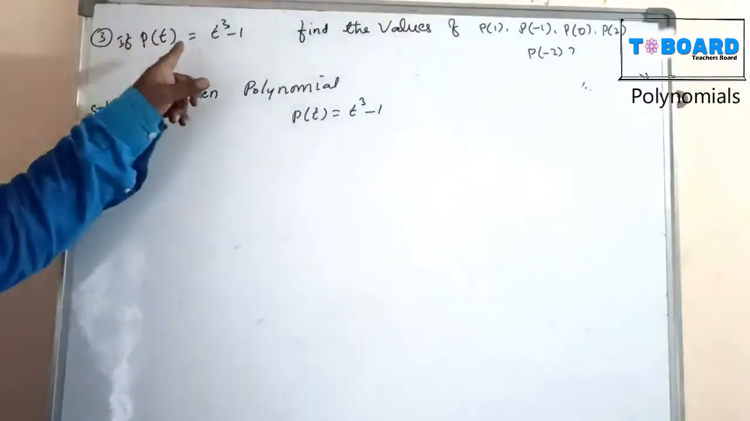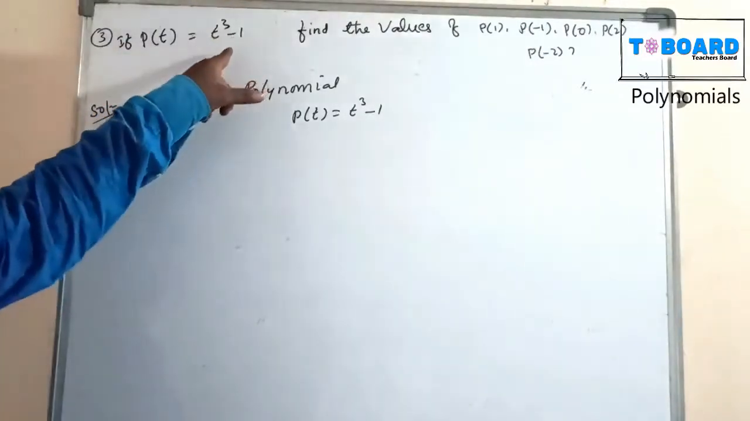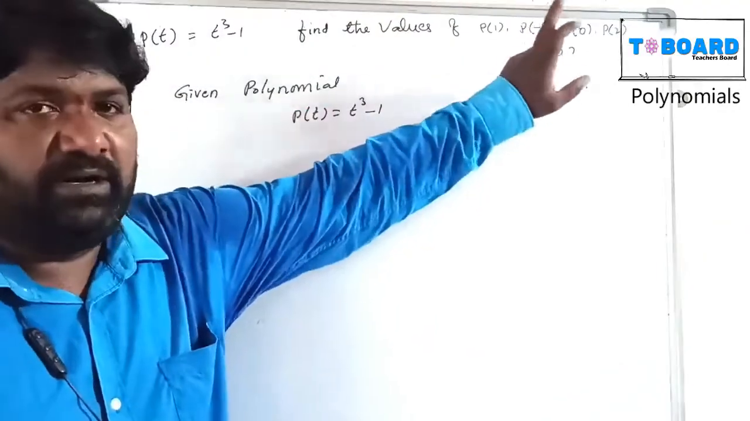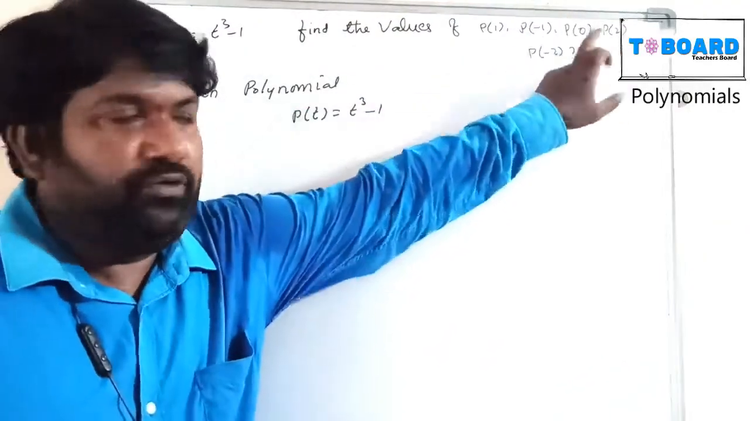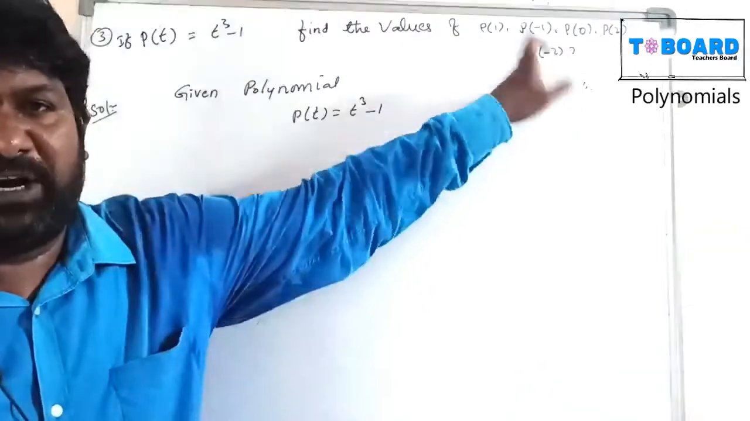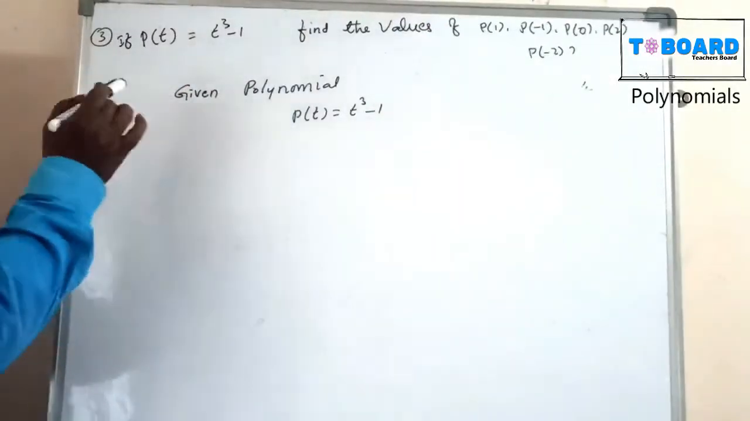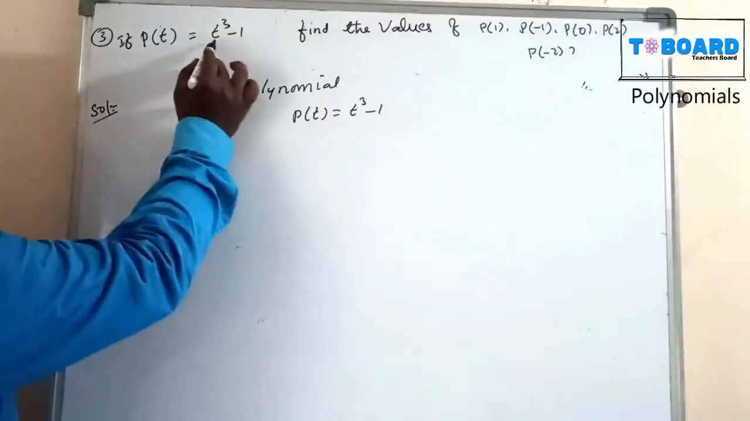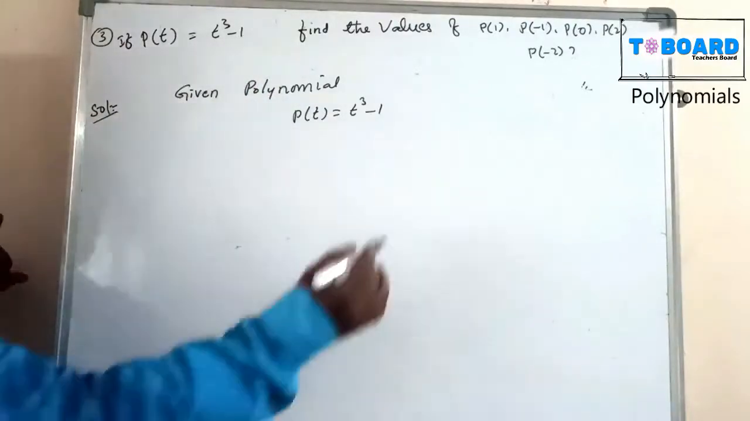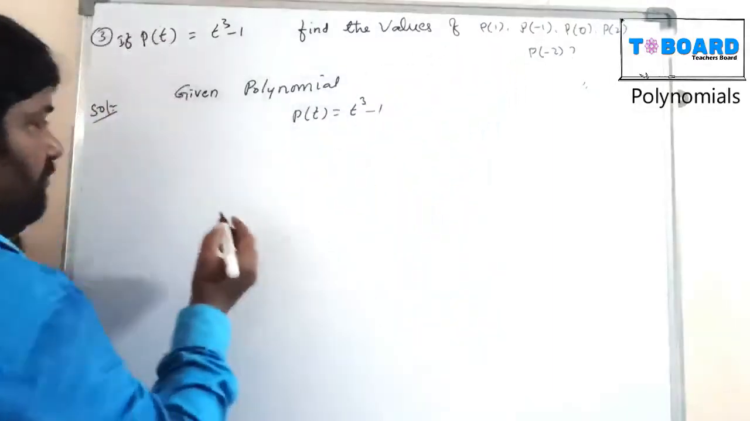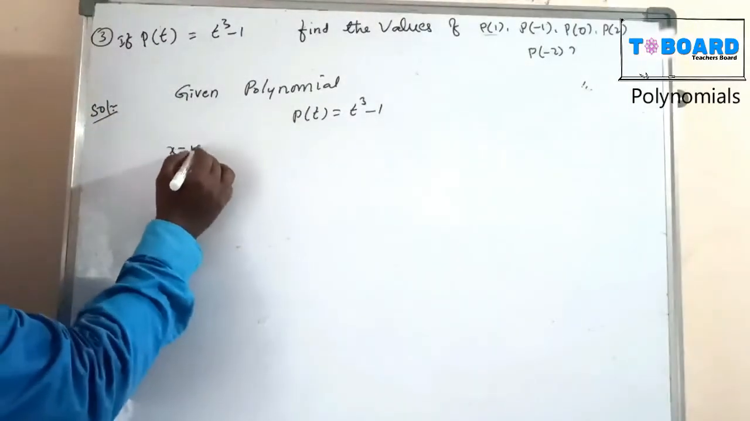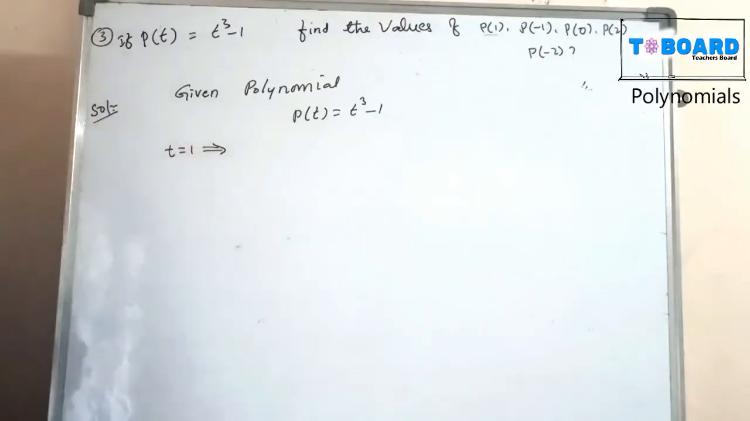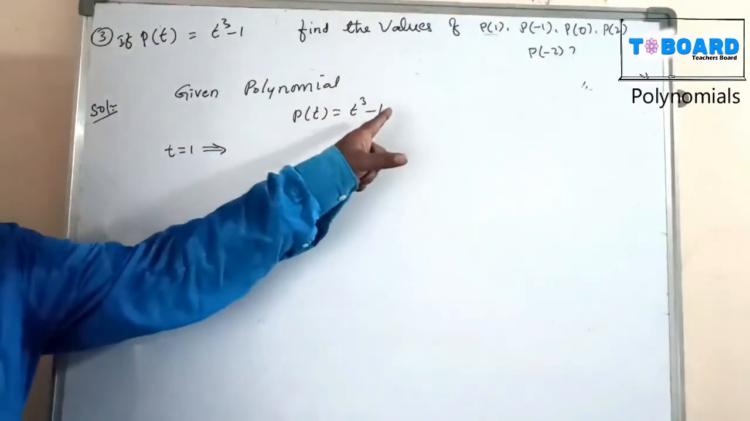If p of t equals t cube minus 1, find the values of p of 1, p of minus 1, p of 0, p of 2 and p of minus 2. Alright, the given polynomial is p of t equals t cube minus 1. First question, p of 1. P of 1 means put t equals 1 in p of t equals t cube minus 1.